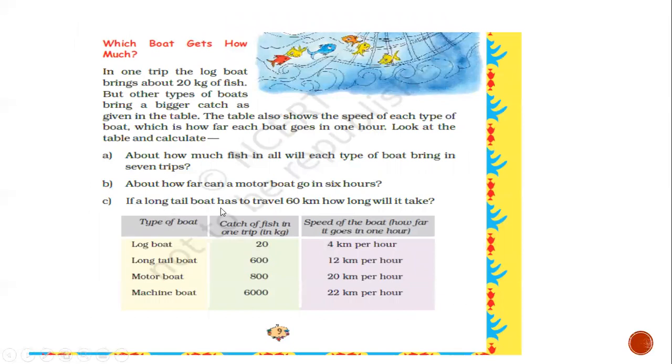If a long tail boat has to travel 60 kilometers, how long will it take? How long means it is asking the time, how much time it will take to cover 60 kilometers. So we'll see, this long tail boat is covering 12 kilometers in 1 hour. So for 60 kilometers, we'll divide 60 by 12, or we can also say 12 times 5 gets 60.